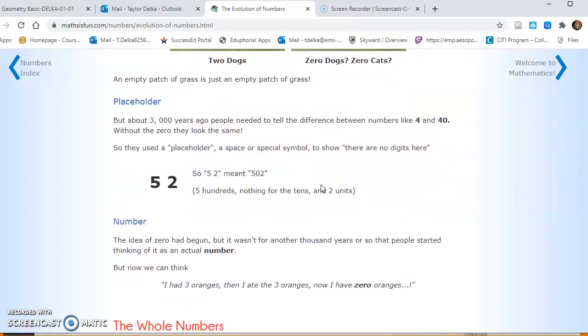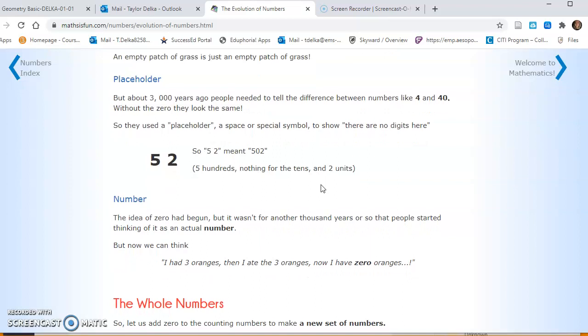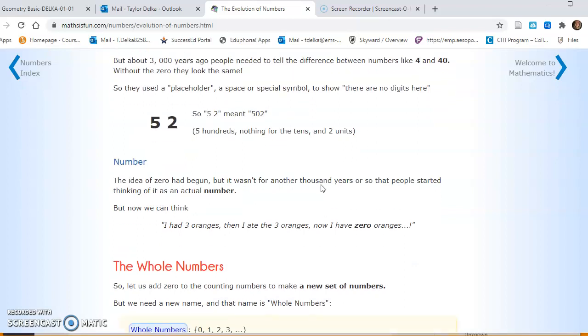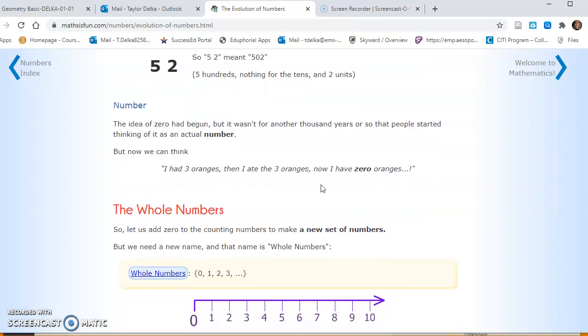So then we talk about placeholders, and about 3,000 years ago, people needed to tell the difference between numbers like 4 and 40. Without the number 0, those two numbers look the same, so we use 0 sometimes as a placeholder, and that's where place value comes in.